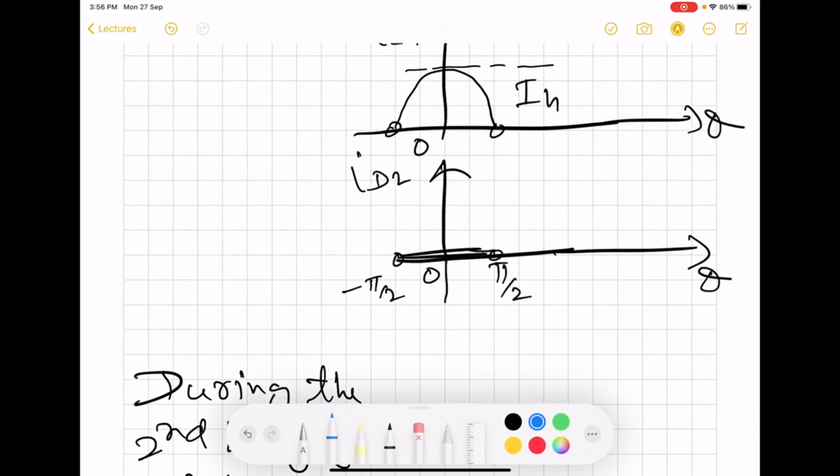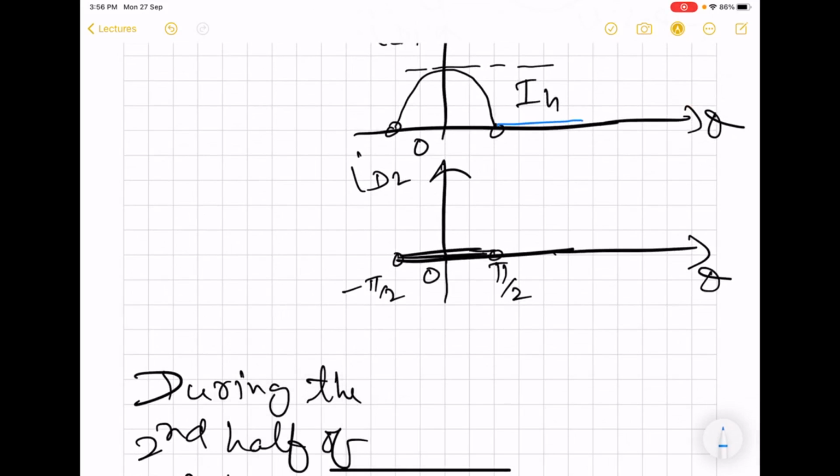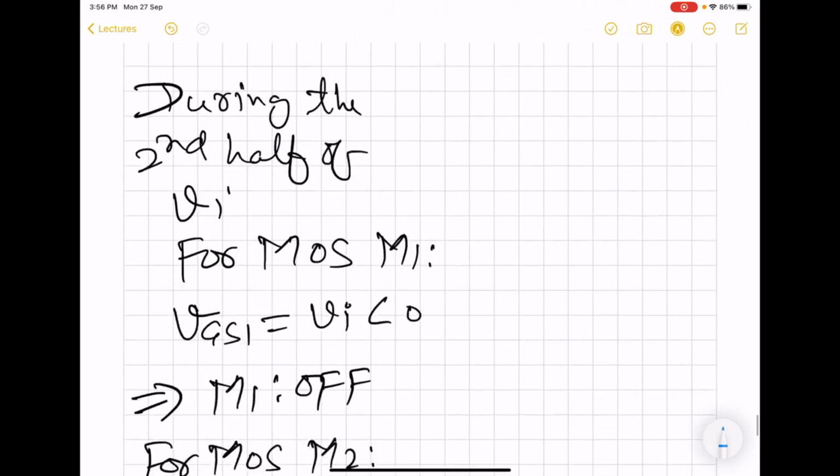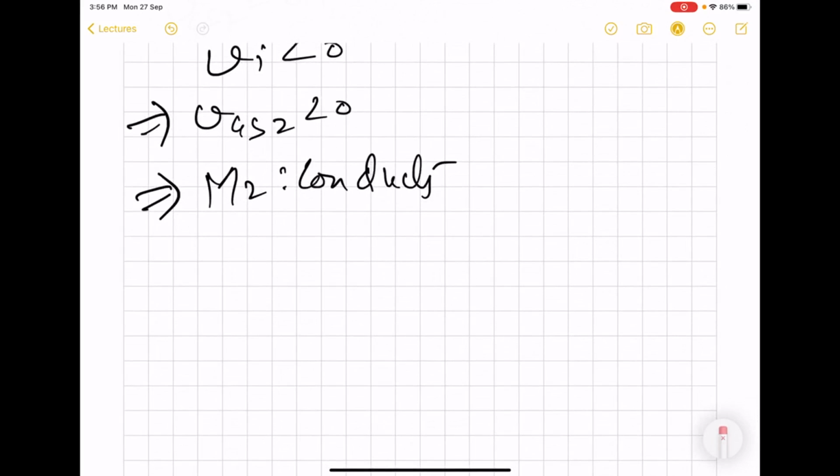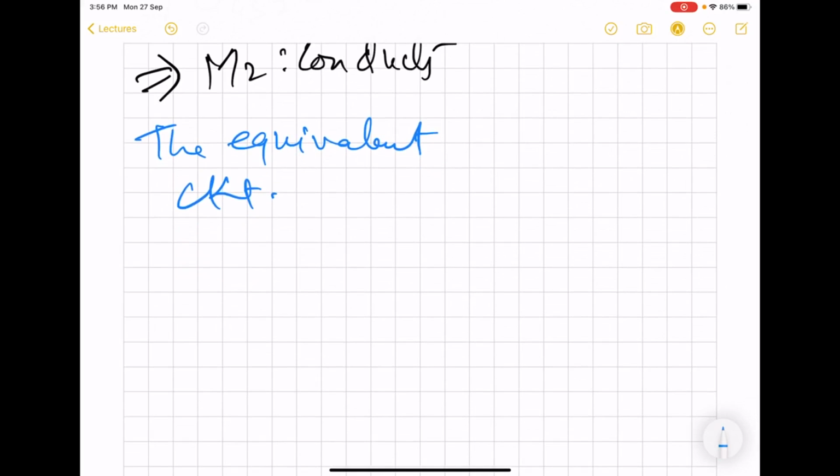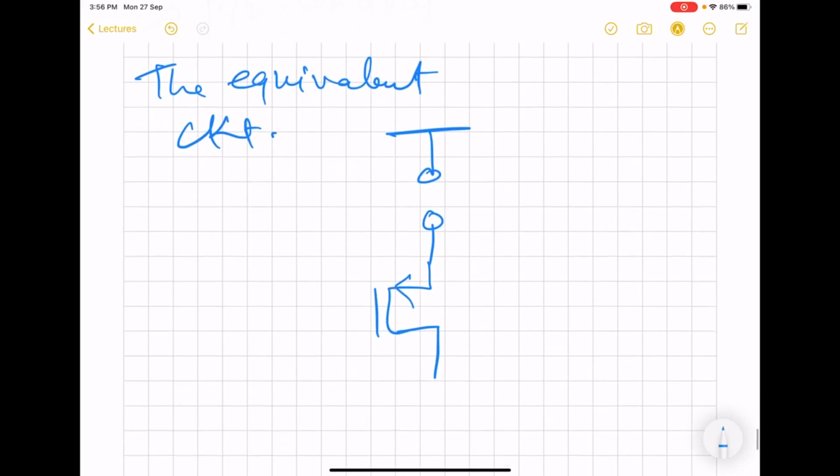So now the scenario is going to be different. This MOS is going to be off. However, this one will conduct. So for this case, the equivalent circuit is going to be, first MOS is open, second MOS conducts.